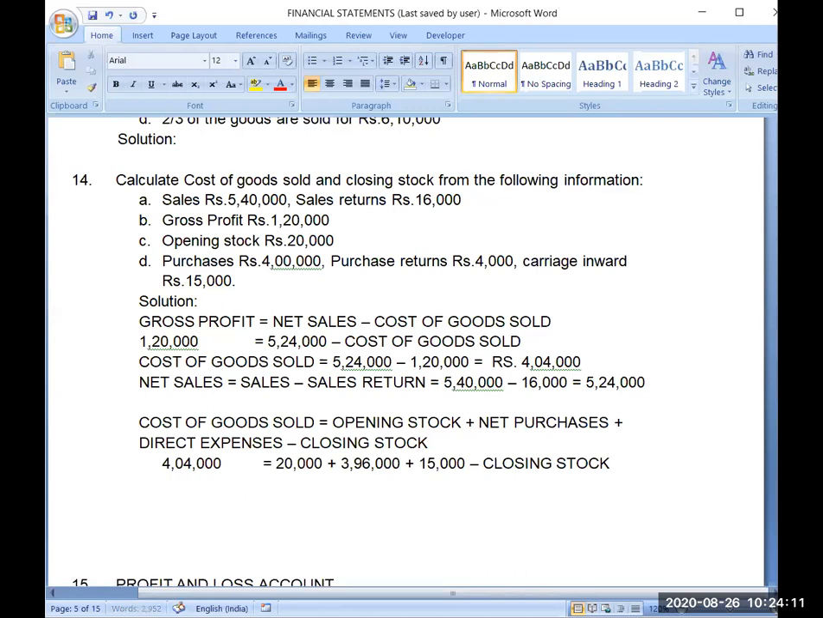So with the help of this formula, I can calculate the value of closing stock. Closing stock is equal to, now add them up: 3,96,000 plus 5, 4,01,000 plus 10, 4,11,000 plus 20, 4,31,000. If any difficulty you are facing, please tell me. Minus 4,04,000. So it will become 27,000.